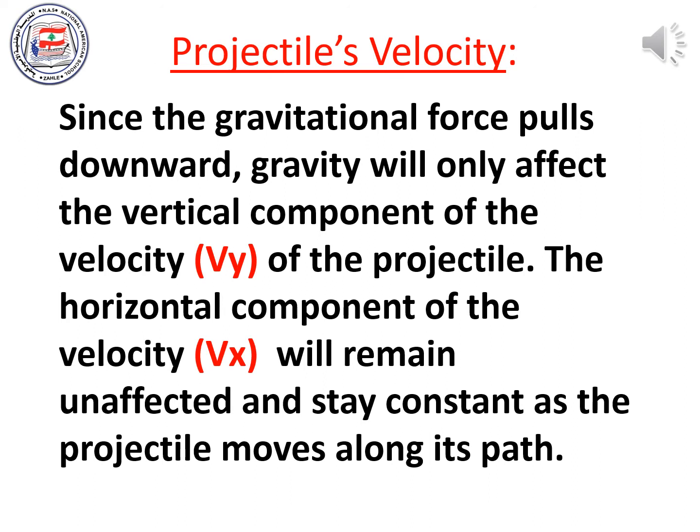Projectile's velocity. Since the gravitational force pulls downward, gravity will only affect the vertical component of the velocity, Vy, of the projectile. So since gravity only acts in the vertical direction, it will only affect the vertical component of the velocity of the projectile. However, the horizontal component of the velocity, Vx, will remain unaffected and it will stay constant as the projectile moves along its path. So only the vertical component will change as the object moves along its path, but the horizontal component of the velocity will remain constant.